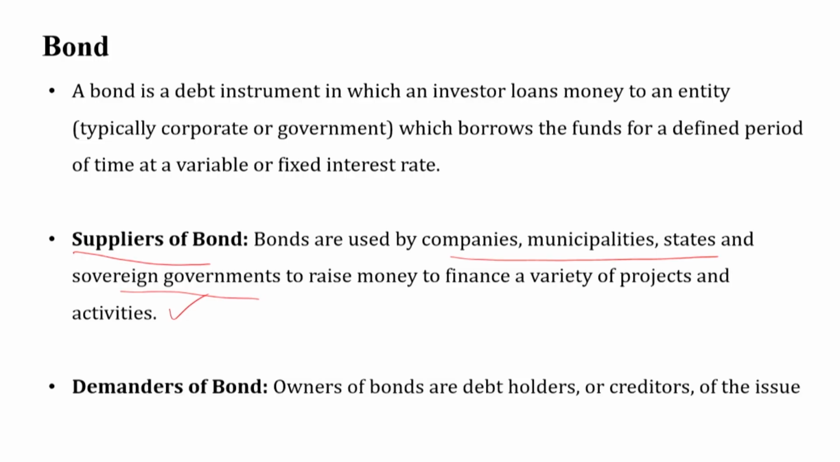Then who demands the bond? Those who demand it are normally those who lend money to the government or to companies and large corporations. They are the demanders of this bond. Also recall, a bond is a debt instrument. So the owners of bonds who buy them are the debt holders, the creditors of the issuer. They own this bond issued by the supplier of the bond.